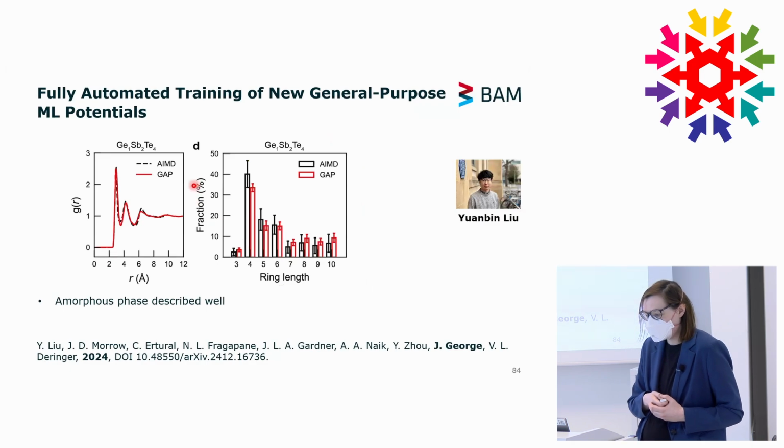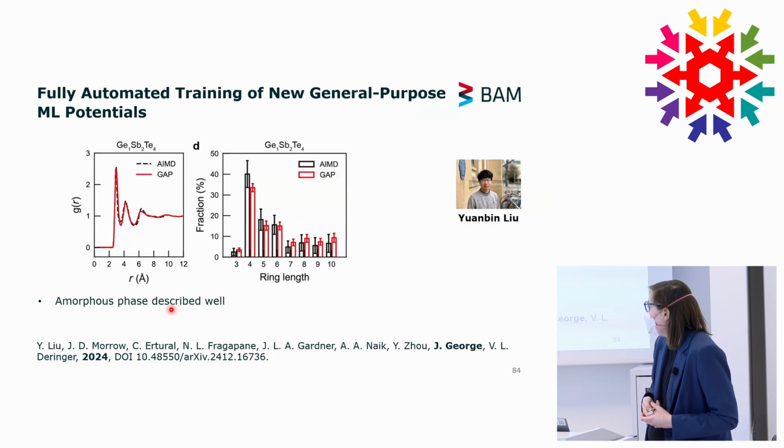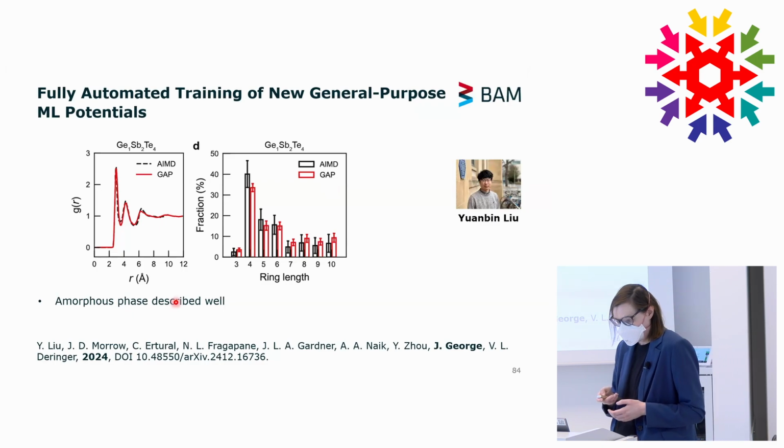We compared this to pure ab initio simulation. This is the radial distribution function from our potential in red. This is still a GAP potential. And here is the ab initio calculation. We also compared rings that are showing up in the structures between the ab initio molecular dynamics simulation and the GAP simulation. So with this automatically created tool, we can also describe amorphous structures very well.